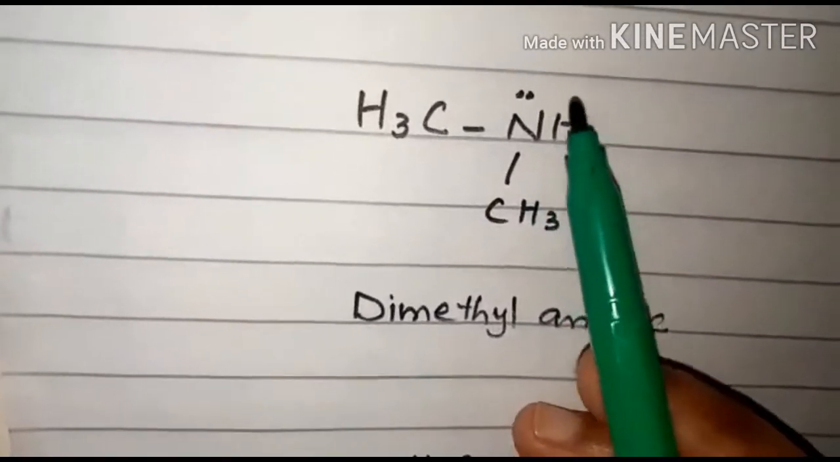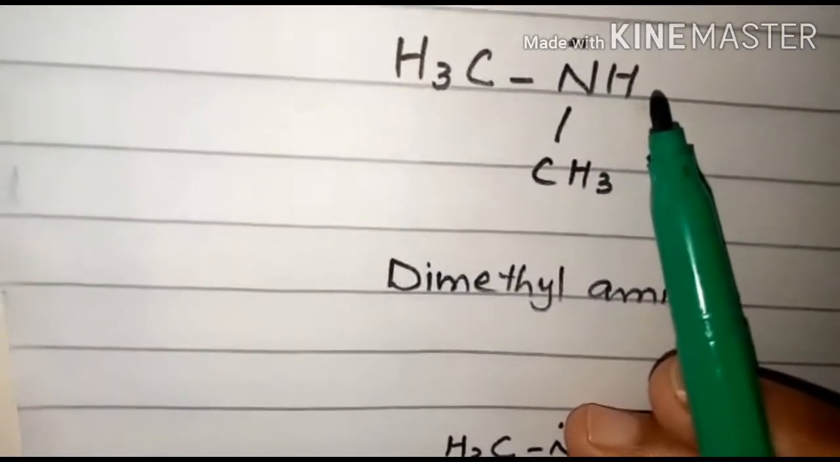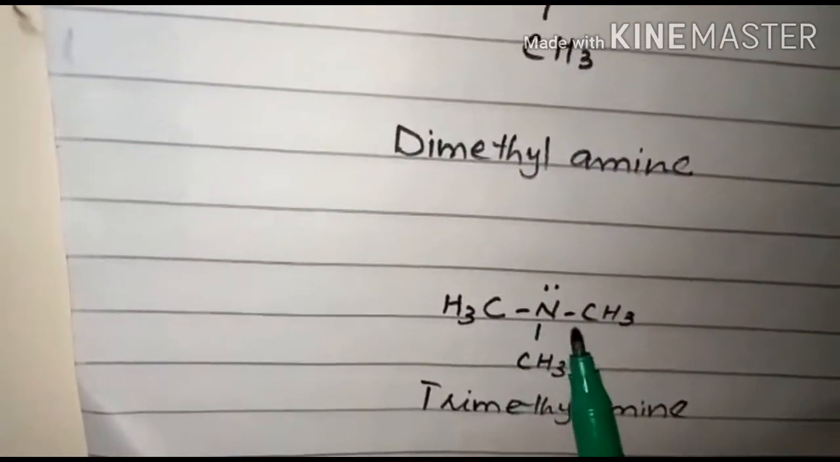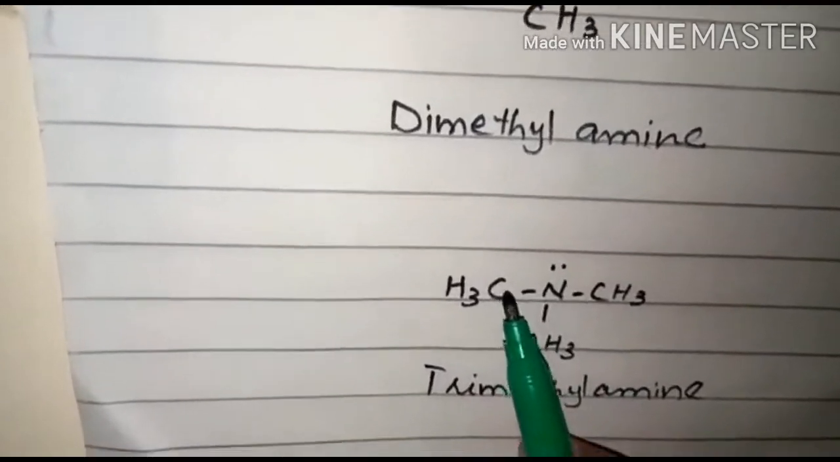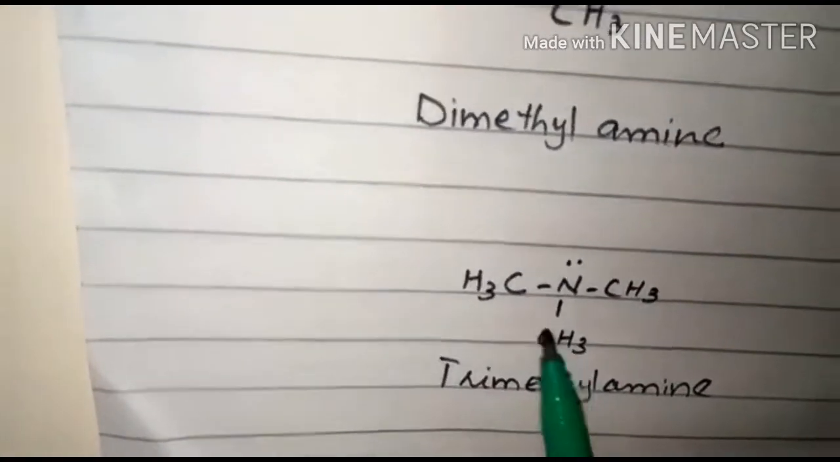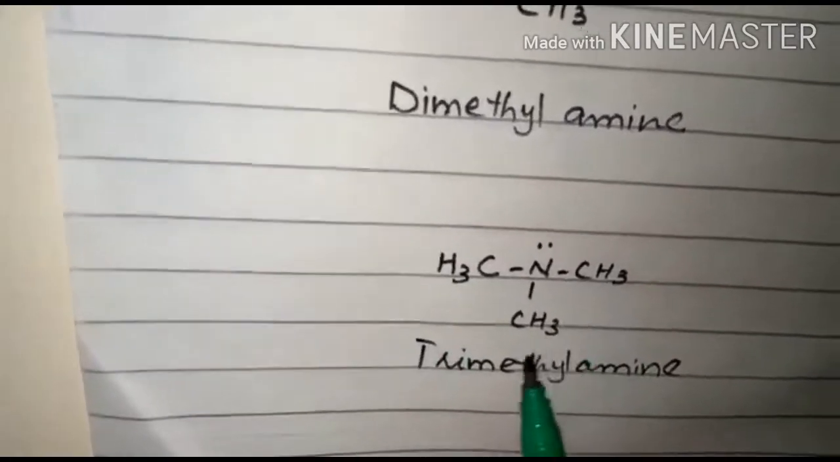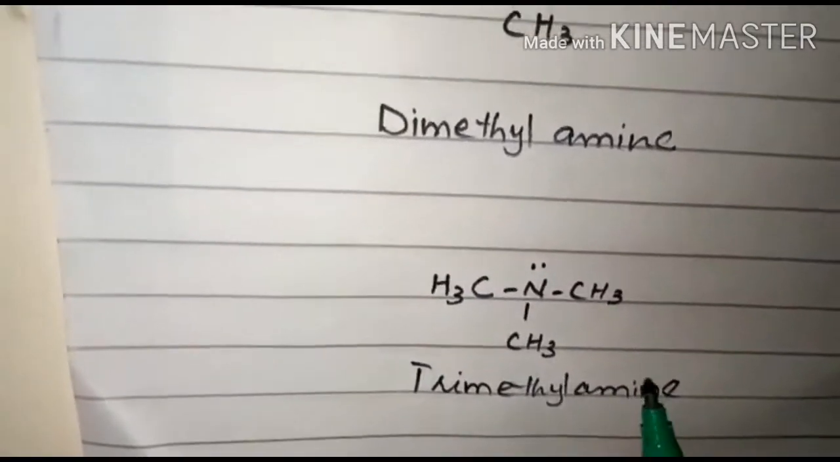One more hydrogen is there, it can also be removed from this. So what will be there? Another vacant space, another bond is there. So CH3, CH3 and CH3. Now how many methyl groups are there? 1, 2 and 3. So its name is trimethylamine.